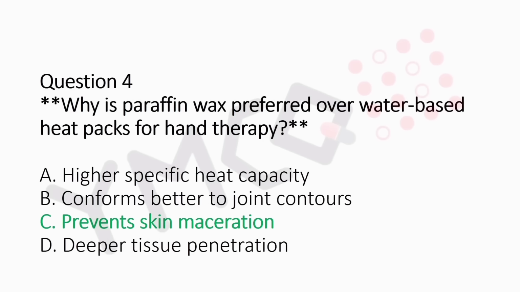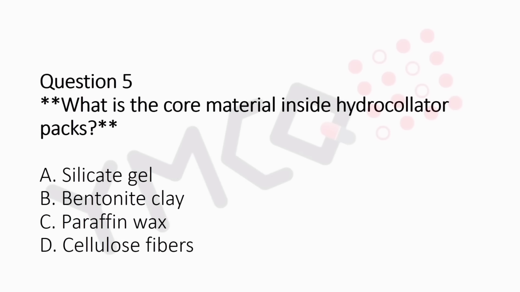Now let's move to question number 5. What is the core material inside hydrocollateral packs? Option A silicate gel, option B bentonite clay, option C paraffin wax, option D cellulose fibers. And the answer is option A silicate gel.